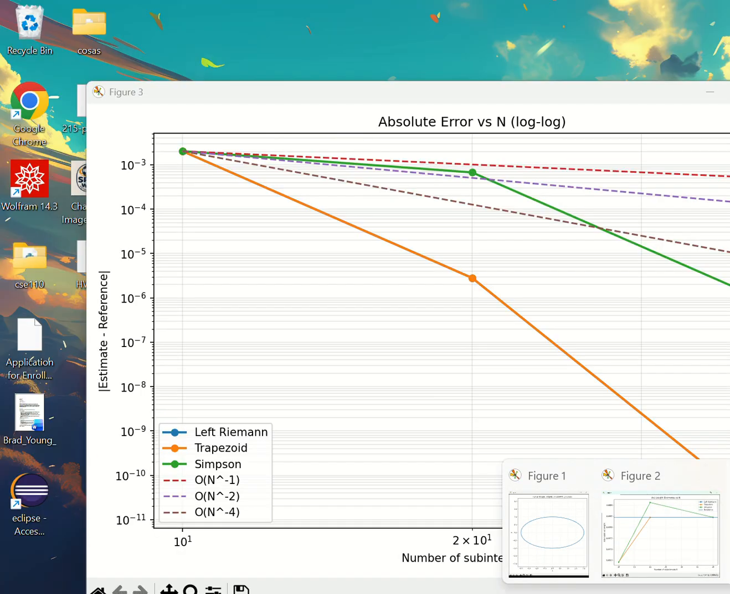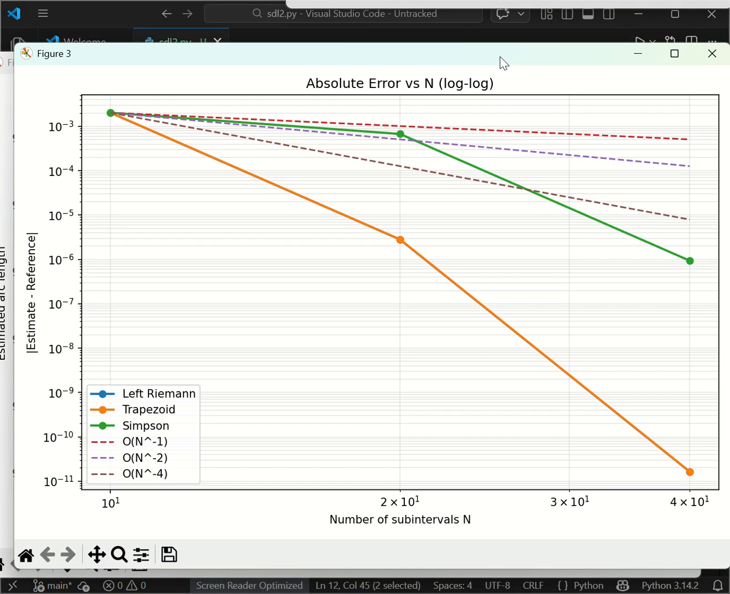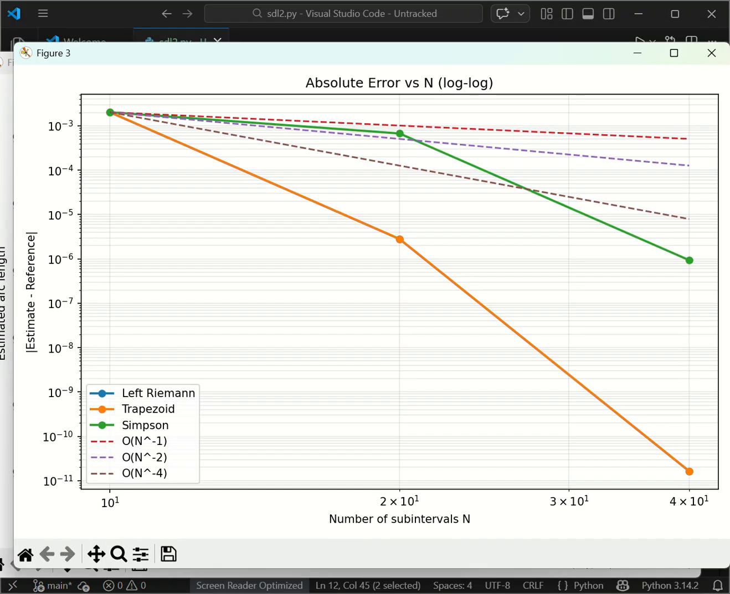Now we have another graph, absolute error versus n. This graph shows how far each estimate is from the reference value. That's the error. The axes are on a log-log scale, which helps us see how quickly the error decreases as n increases. The key idea is the steeper the lines drop, the faster the method improves.